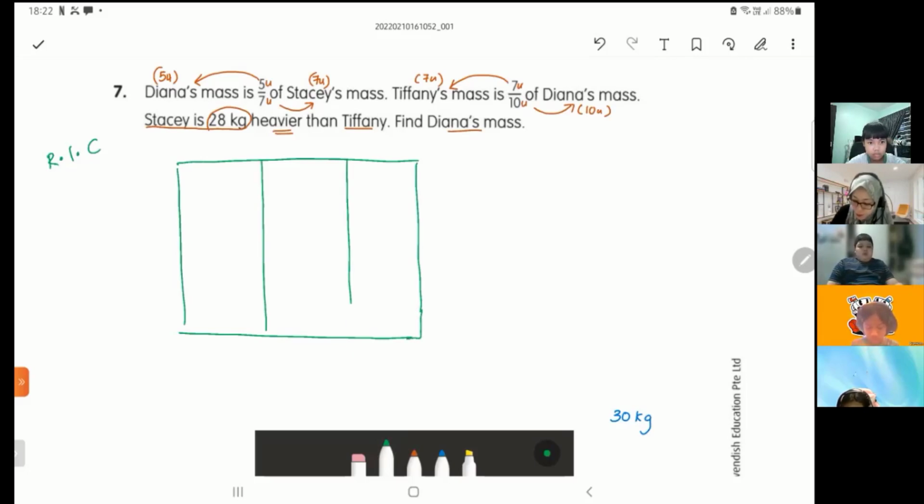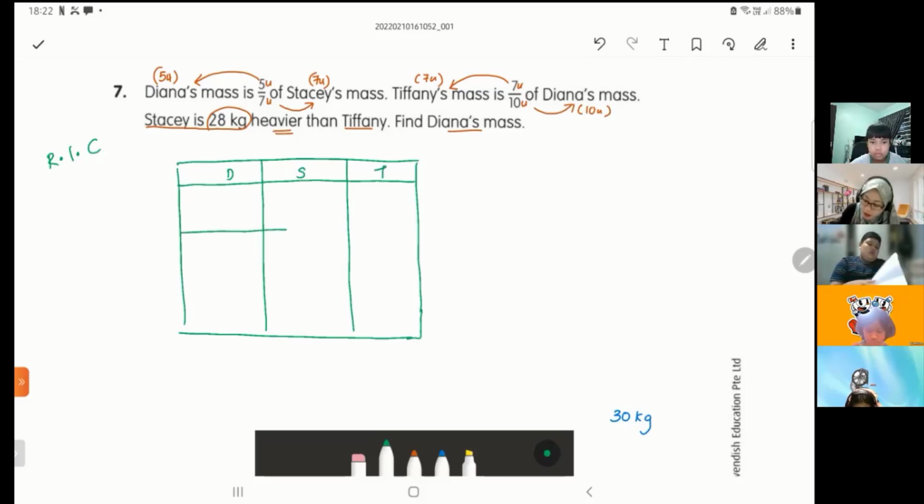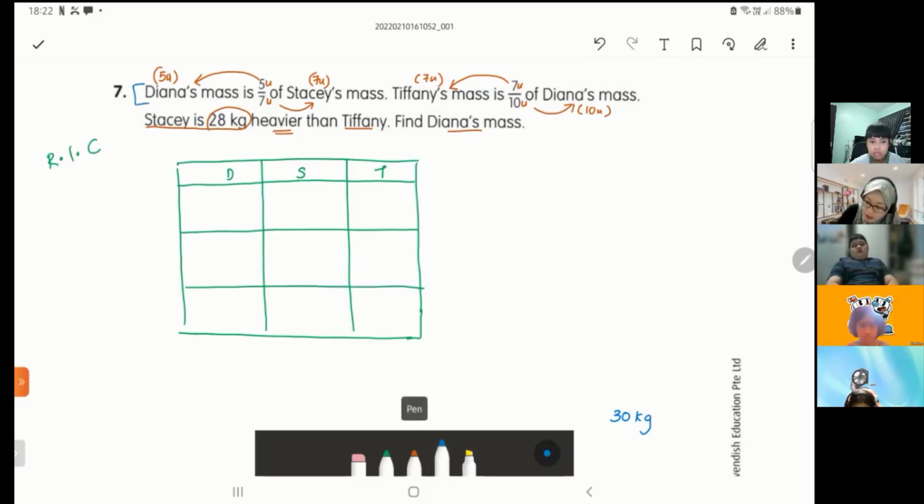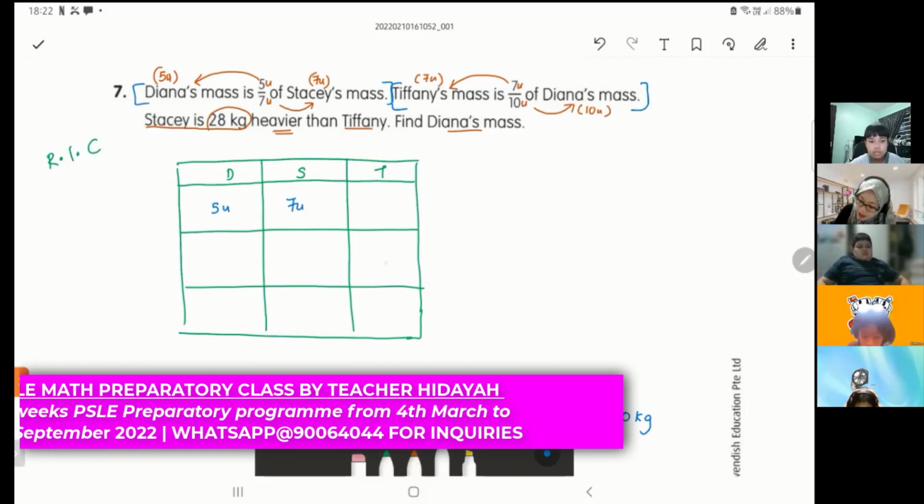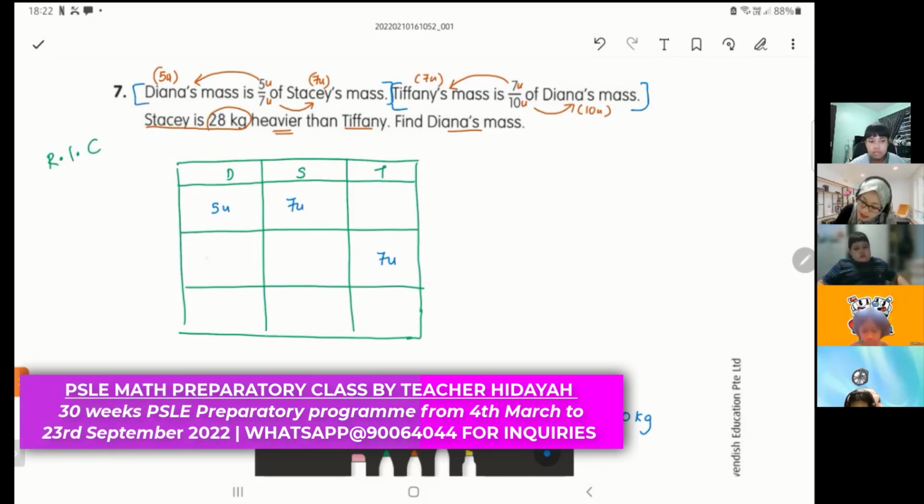All right. So we're going to cut into 3 columns because there are 3 girls. So we have Diana and Stacy and Tiffany. Okay, so we cut into 3 columns first, 3 rows first. Now we start with this one, Diana and Stacy. Diana is 5 units, Stacy is 7 units. Then the next one, we go Tiffany and Diana. Tiffany is 7 units and Diana is 10 units.